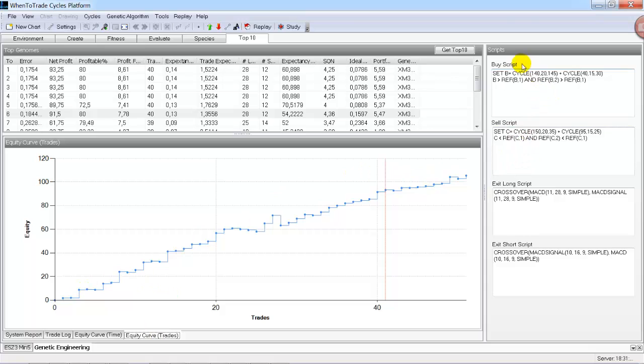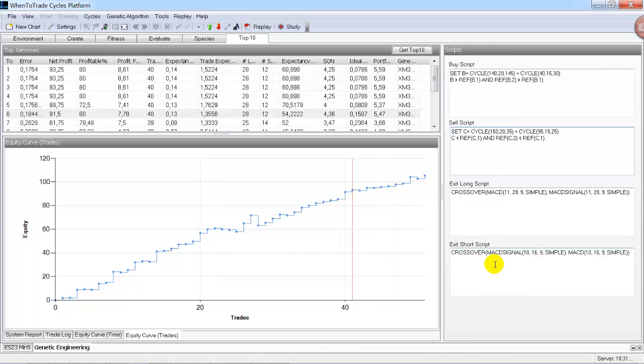And you see here on the right the scripts, the buy script and the sell script with the cycle numbers which have been detected by the genetic engineering, and the MACD parameters for the exit long and exit short signal are plotted here. So you can directly put this into your alert. It's quite simple to put this in live trading mode, and the out of sample period shows here. Just keep in mind that this has been tweaked out after around 60 minutes after the evolution has started. And this is quite interesting.